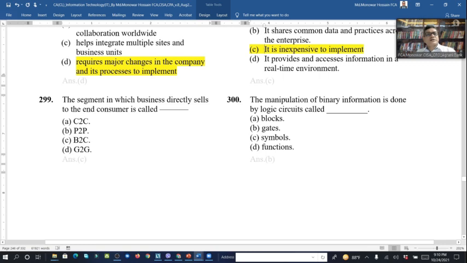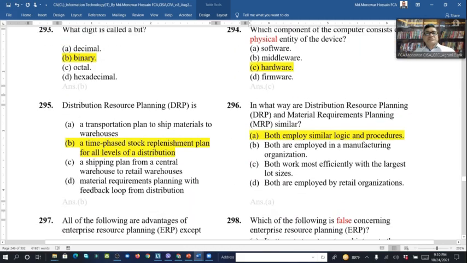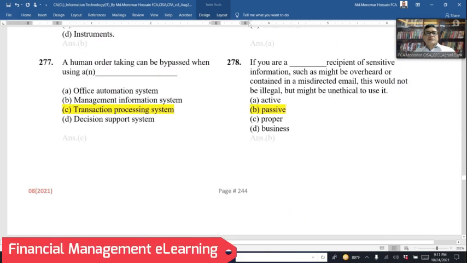299. The segment in which a business directly sells to the end customer or consumer is called business to consumer. The manipulation of binary information is done by logic circuits called gates. Logical gate. So here we completed 300 objectives from our information technologies.